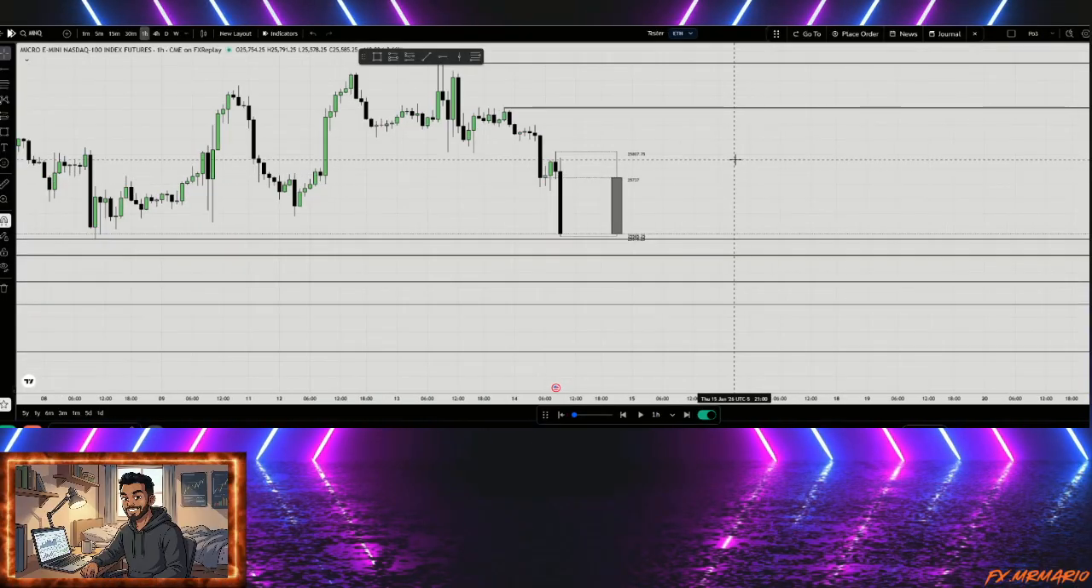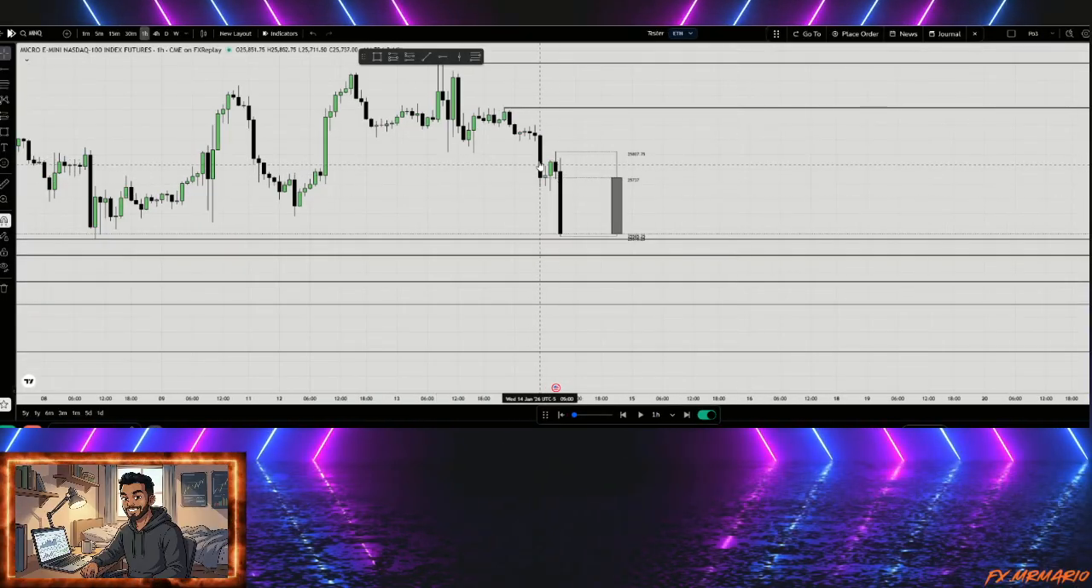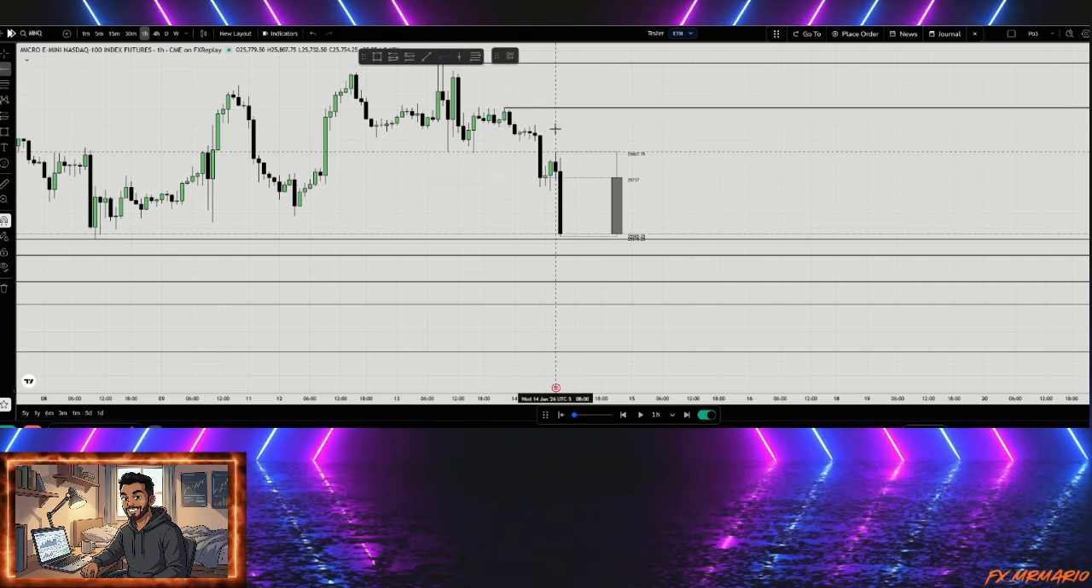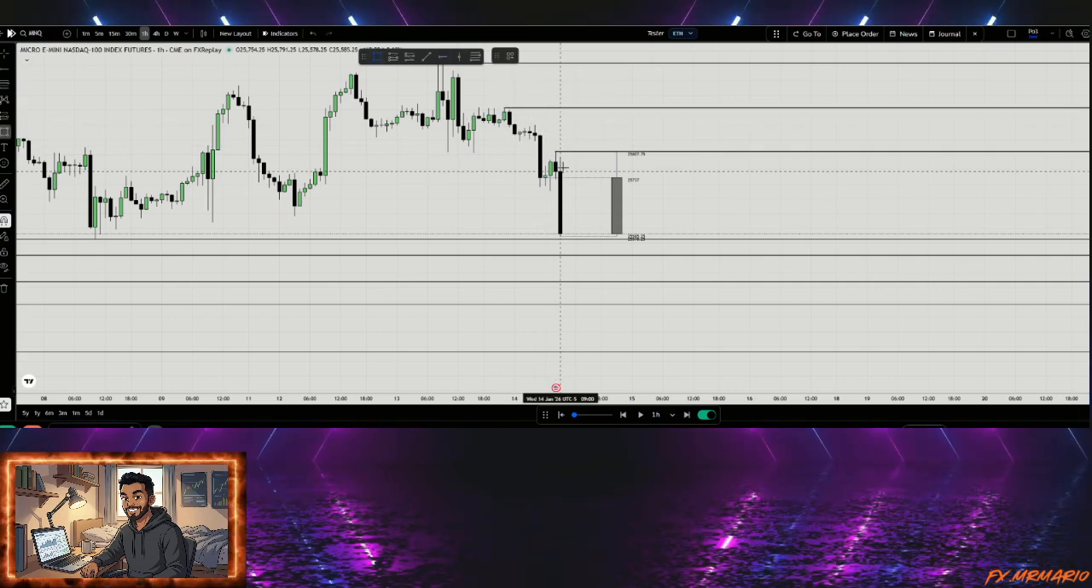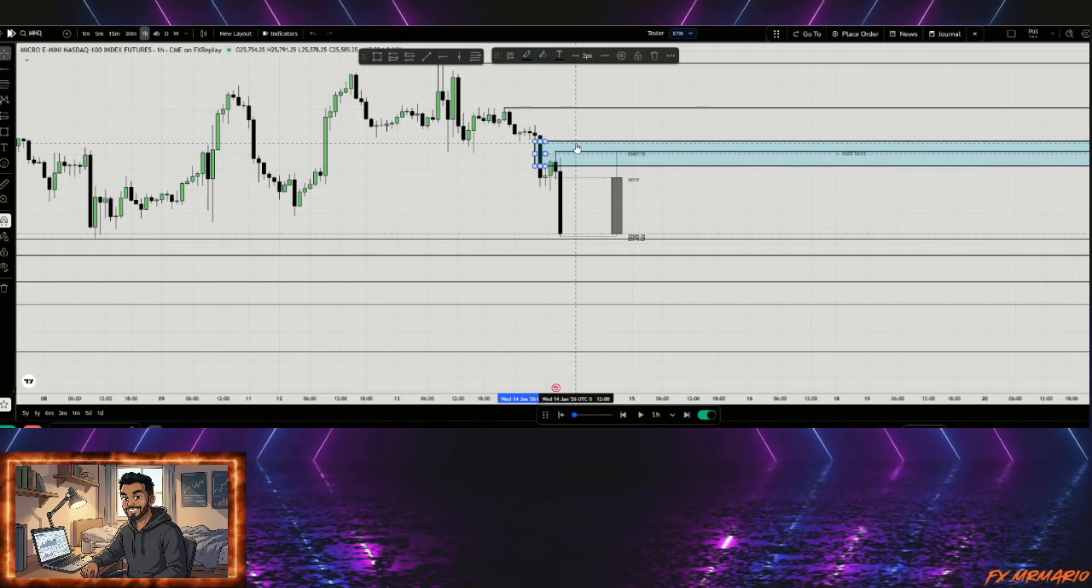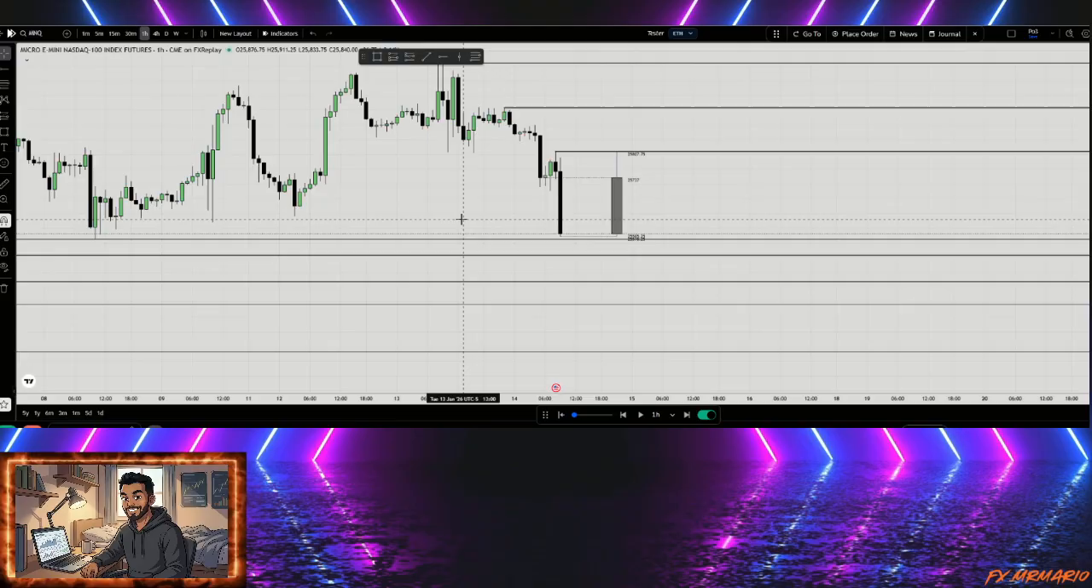Let's see what 1 hour is showing me. 1 hour last move was this swing high right here, right? Where did it react from? It reacted off from this fair value gap. Although it set inside, it reversed and went down. So yeah, cool. We are bearish.